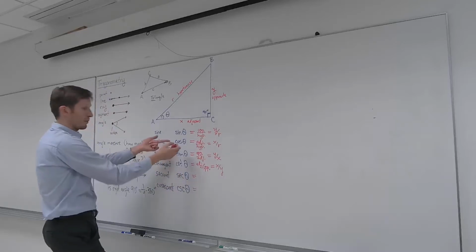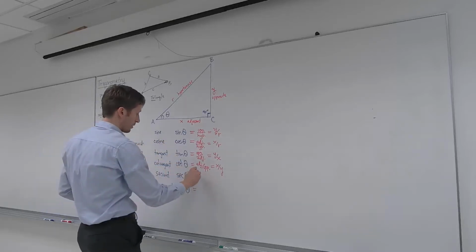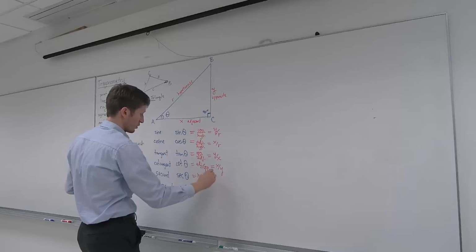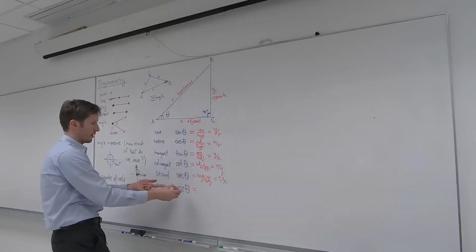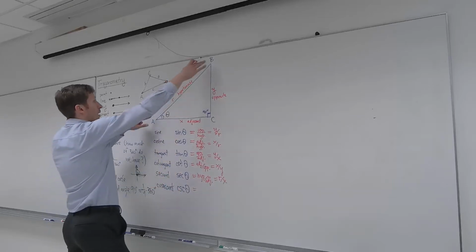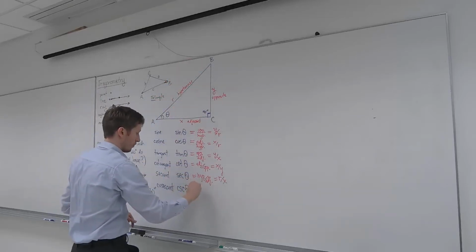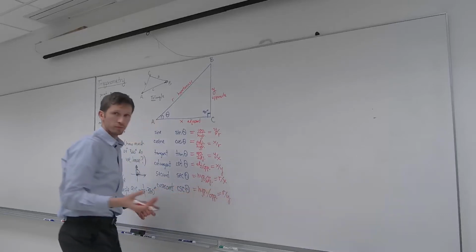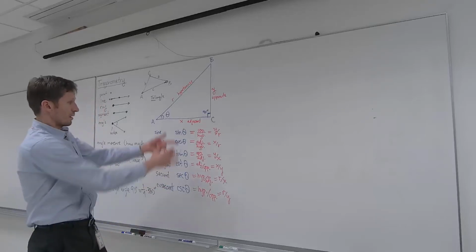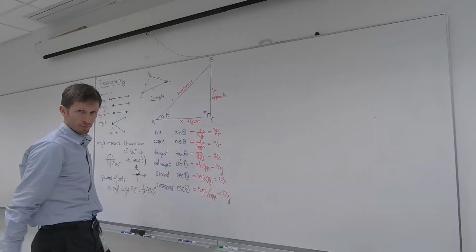Secant is going to be kind of a flip of the cosine. Okay? And that's going to be hypotenuse over adjacent. And that's by definition hypotenuse over adjacent, and that's going to be the r over the x. And finally, cosecant is defined as, this one right here, as hypotenuse over opposite. So hypotenuse over opposite, okay? And that's going to be what, r over y, right? Okay. It's just kind of these are definitions.